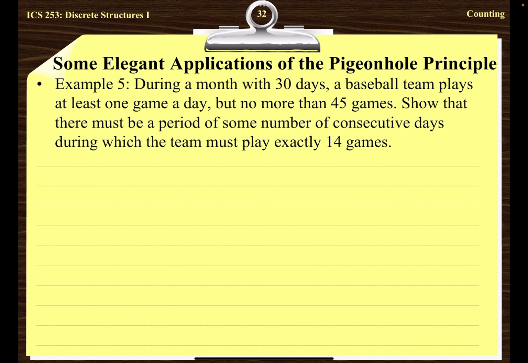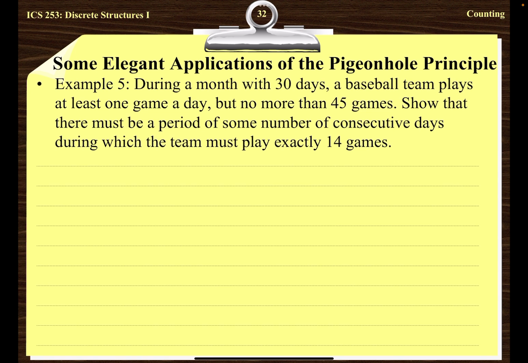When I said prove this, you gave me one example. This is general. It says any scenario that obeys the rule that every day there is at least one game, for a total of no more than 45 games, there will be a sequence of days with exactly 14 games played, consecutively. It must be consecutive.